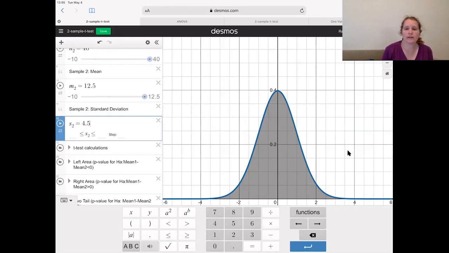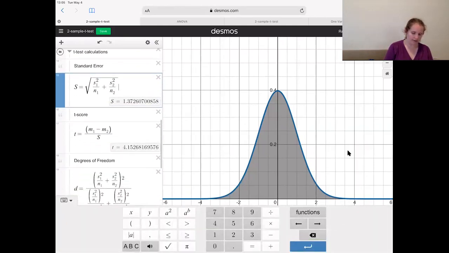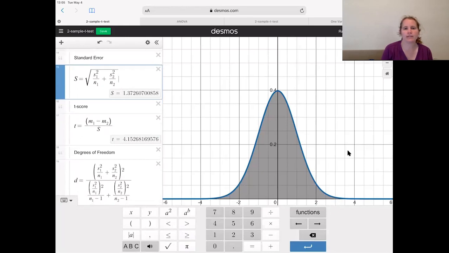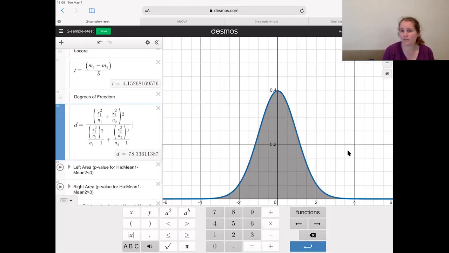So here's the picture we're looking at. Our t-test calculations, you can see all the calculations would be done in the background. So our estimate for the standard error would wind up being 1.37. The relevant t-score would be about 4.15. The degrees of freedom calculation is horrific. When we were dealing with just one population and one sample, we just did n-1. You can see that the degrees of freedom calculation when we are dealing with 2 populations and 2 samples is much more complicated.